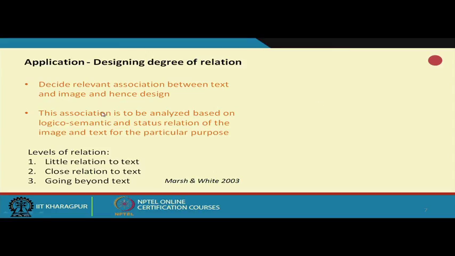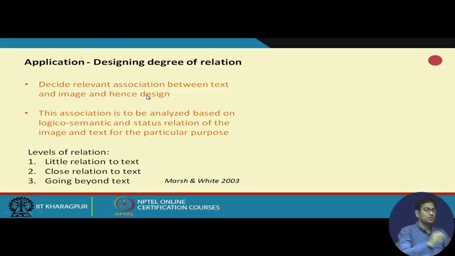Now, let us have a look at the next part, where we are looking at the application and designing degree of relation. So, there is a degree of relationship also. We have talked about different relationships, but there is a degree of relationship also associated with them. So, decide the relevant association between text and image and hence design. This is the first step that you should look at, and then this association is to be analyzed based on the logico-semantic and status relationship of the image and text for the particular purpose.